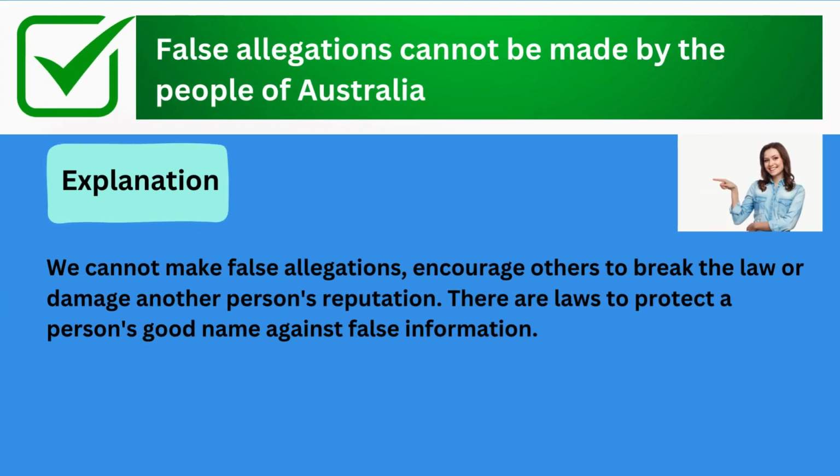The correct answer is false allegations cannot be made by the people of Australia. Explanation: we cannot make false allegations, encourage others to break the law, or damage another person's reputation. There are laws to protect a person's good name against false information.